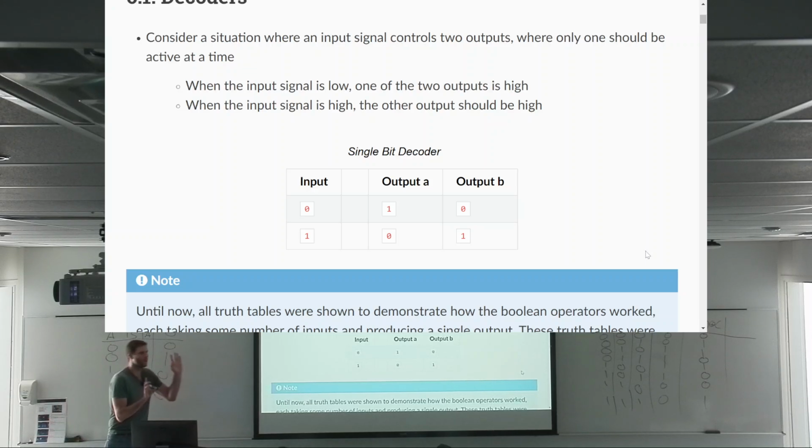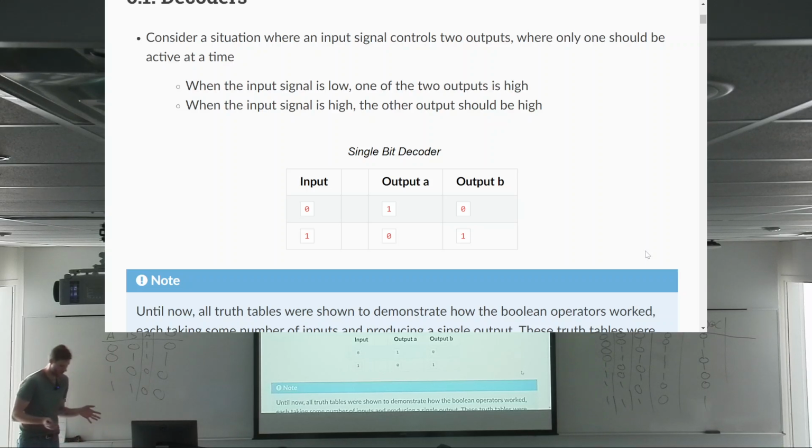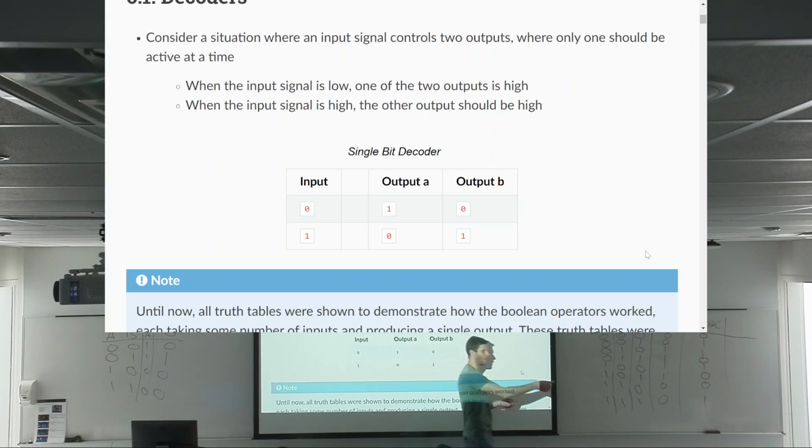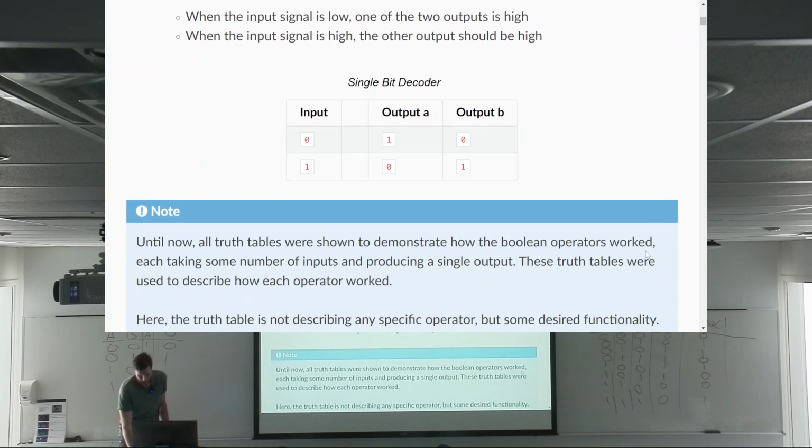When we were using logic gates, we were coming from the case of having two inputs and one output. Now we're going the other way: we have one input but two outputs. One input controls two outputs, so we flipped it. Until now, all the truth tables were shown to demonstrate how Boolean operations worked, each taking some number of inputs and producing a single output. These truth tables were used to describe how each operator worked.